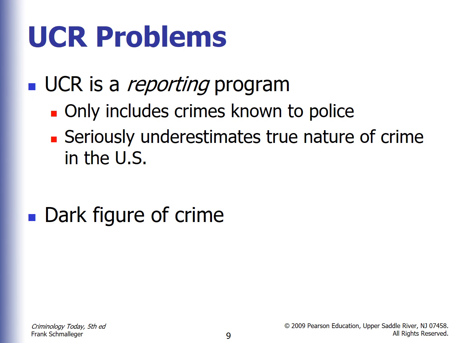UCR problems. Again, it's a reporting program. It only includes crimes reported to the police or crimes that the police know about. So it seriously underestimates the true nature of crime in the United States. I think the crime funnel that we show in one of the classes actually showed that only like half the crime is reported. So that's not too good. So the UCR has some basic serious issues. And what do we call the number of crimes that are not reported? Well, that's a term called the dark figure of crime. Dark figure of crime are those crimes that are not reported to the police. Okay.